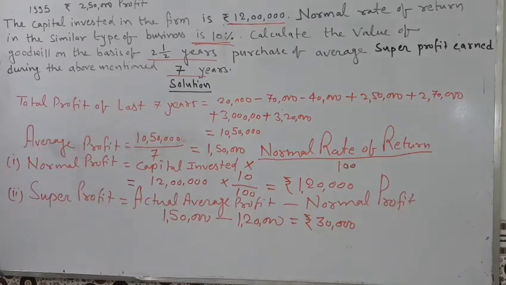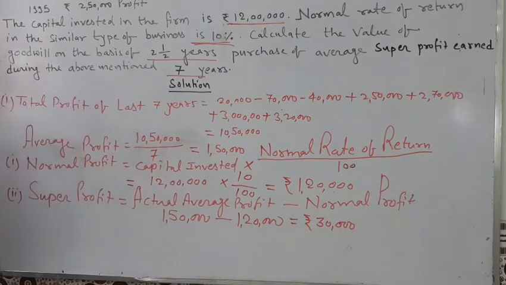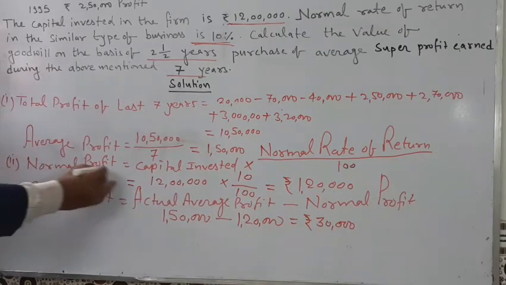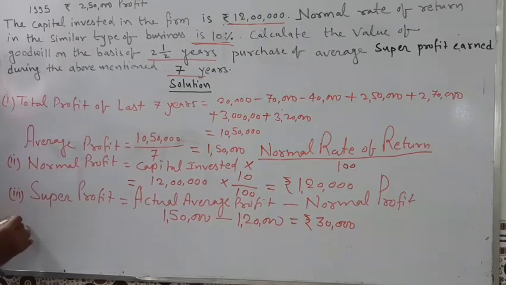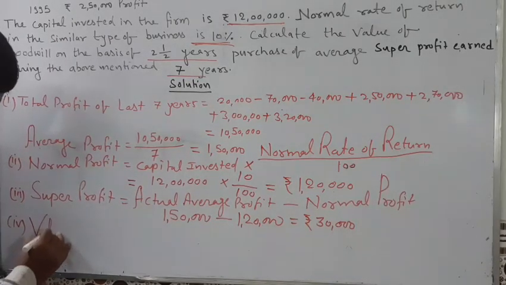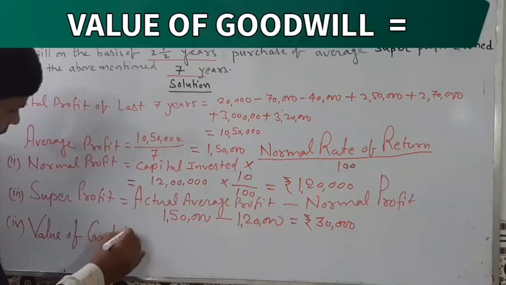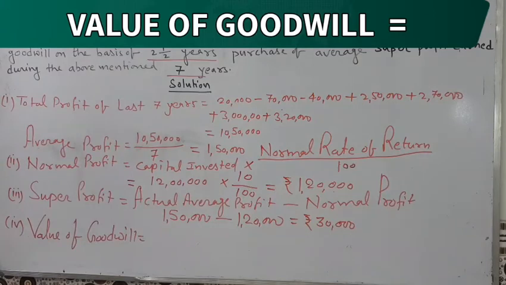Then we will have to calculate value of goodwill. Okay. This is actual profit, and this is normal profit, and this is super profit. Now next and last, you are calculating goodwill. Value of goodwill. You know very well the formula of value of goodwill.